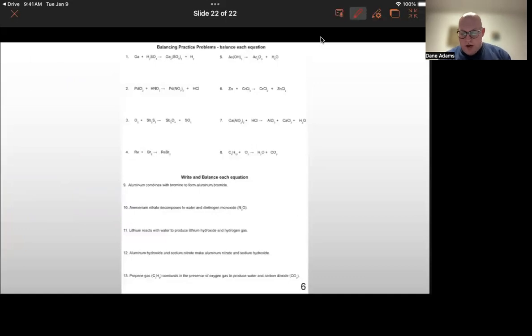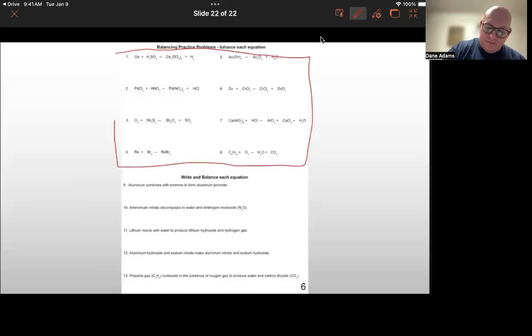So what I would like you guys to do is on page 6, I would like you to work on these problems right over here. These are simple formula equations that are unbalanced. Your job is to balance them. Make sure that you create tables, you follow the steps. I think it'll work out in your favor.